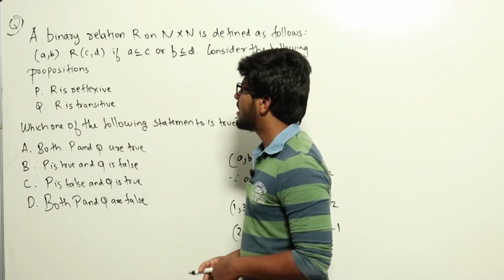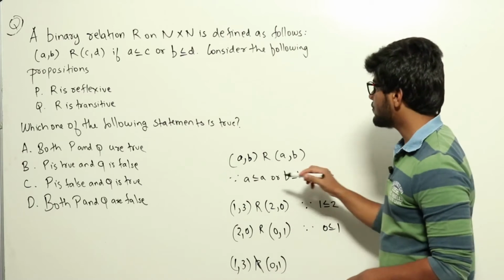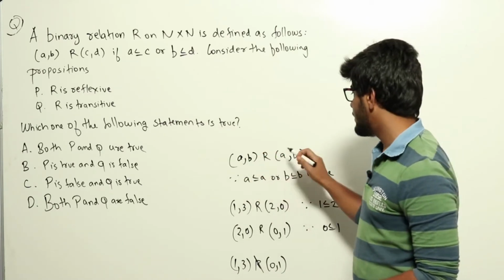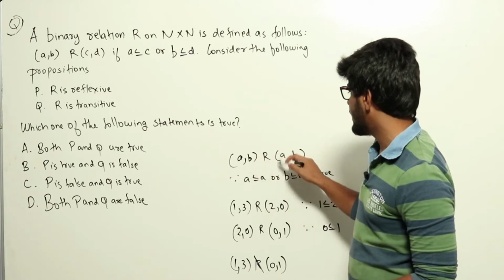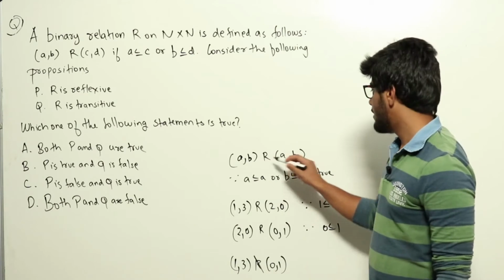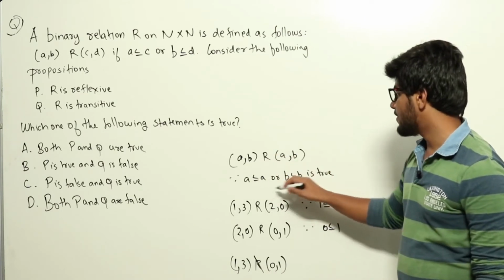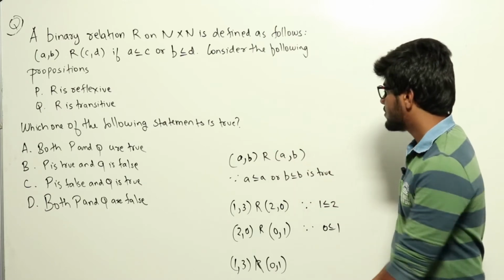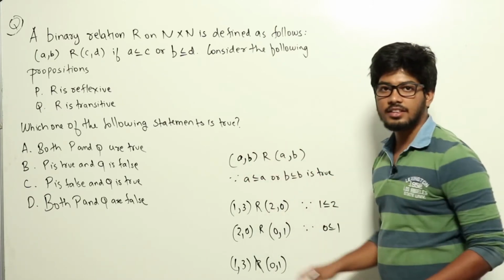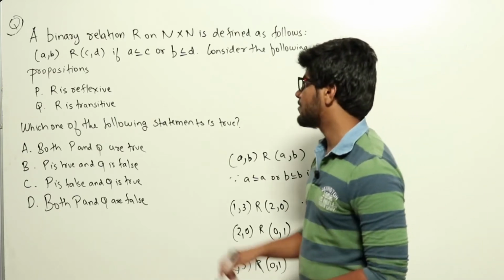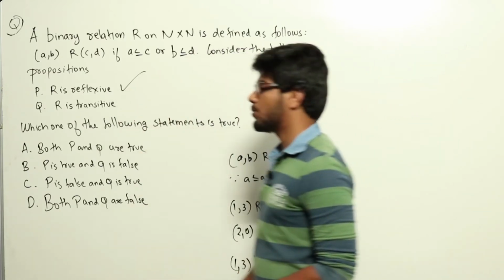Statement P says that R is reflexive. Now for any element (A, B), that element is related to itself. (A, B) is related to (A, B) itself. That's because A is less than or equal to A is true and B less than or equal to B also is true, and any one of these had to be true in order for this to be related to this. So clearly any (A, B) we take is related to itself. So this relation is reflexive. So R is reflexive is true.